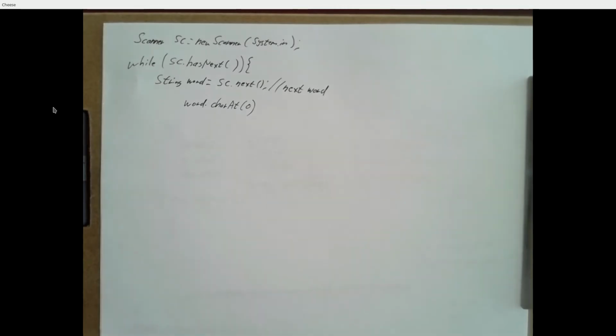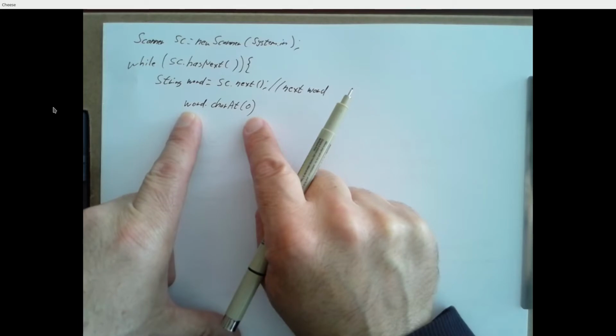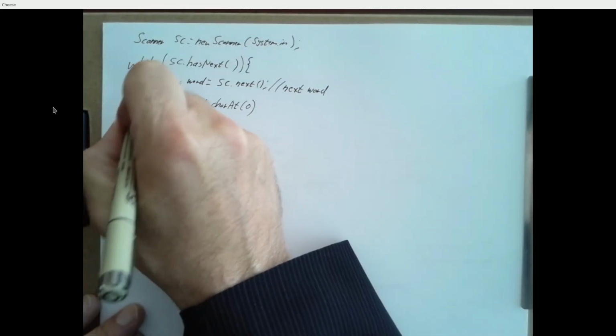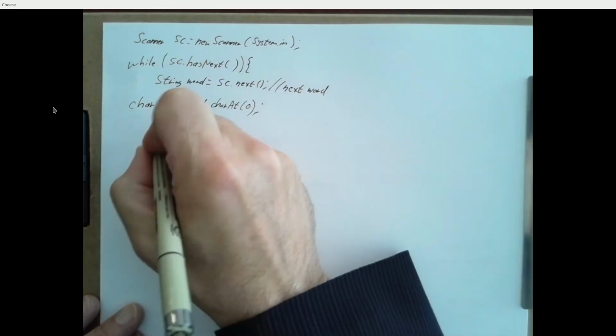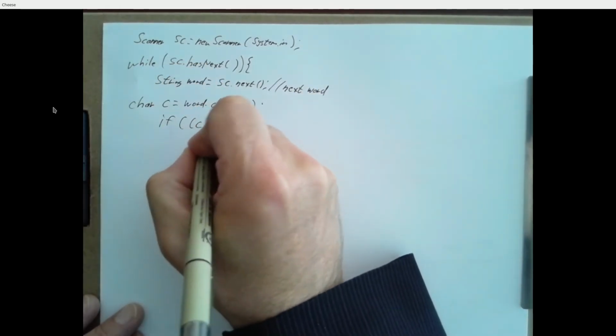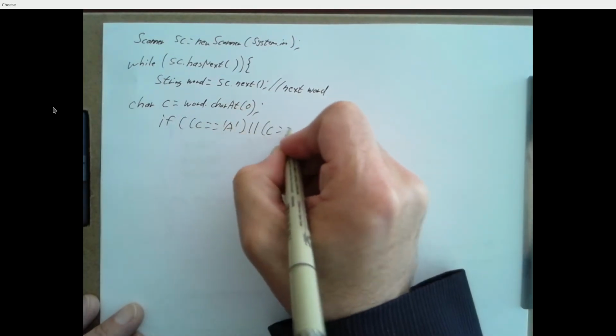But characters are easier to work with than strings. Character is just a single character. Strings are collections of them. So you could work with this directly. You could say if this thing is equal to an A or this thing's equal to a Z. Or you could save this in a character. So character C equals. And then if C equals A or C equals Z.